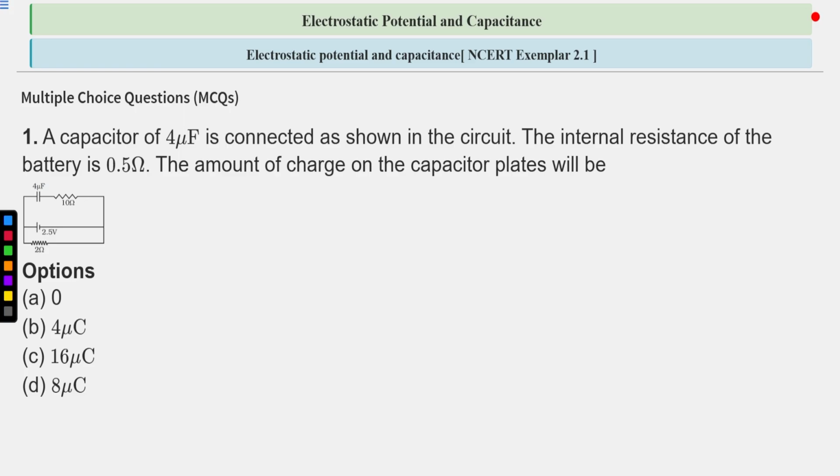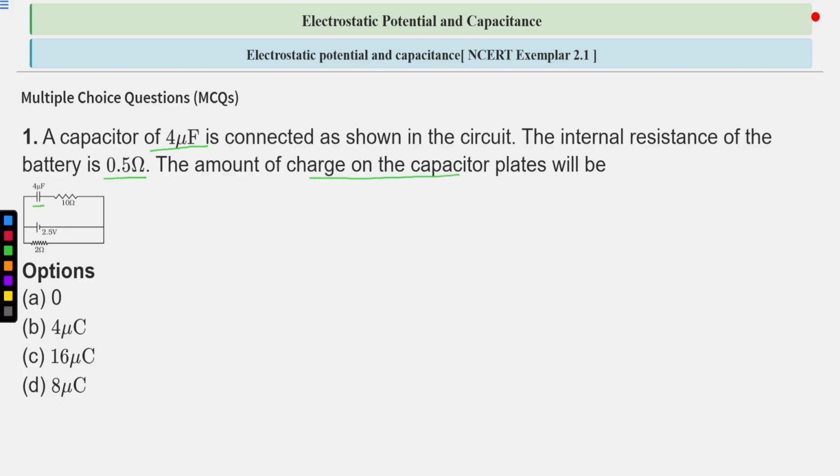So our first problem, example problem 2.1, multiple choice questions. A capacitor of 4 microfarad is connected as shown in the circuit. The internal resistance of the battery is 0.5 ohm. The amount of charge on the capacitor plates will be. So we have to find the amount of charge on the capacitor plates.